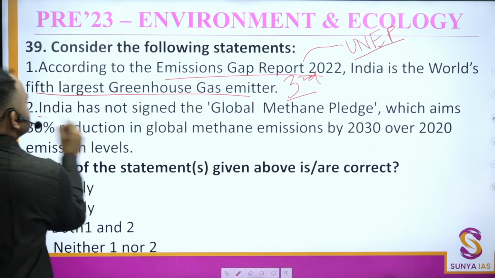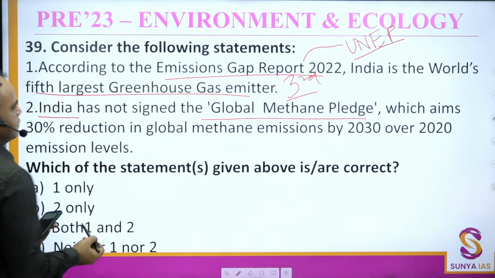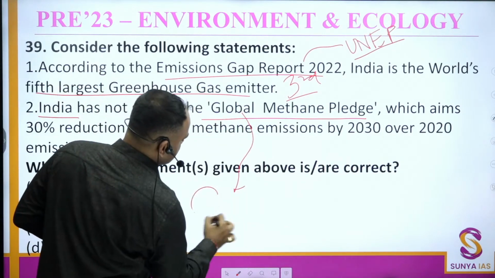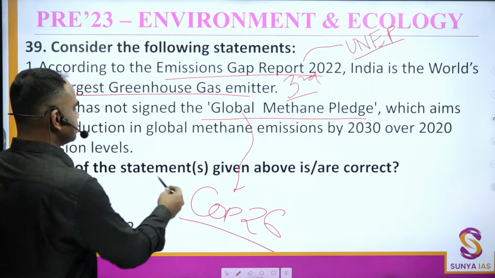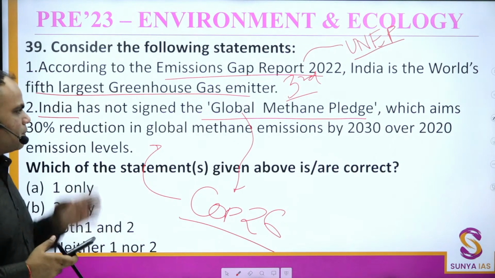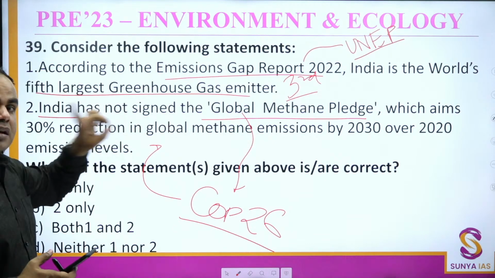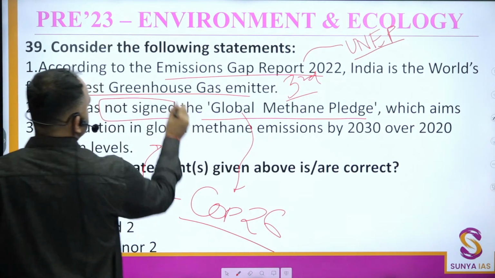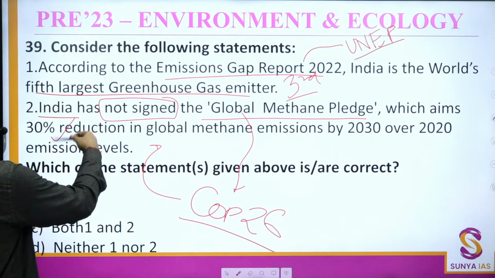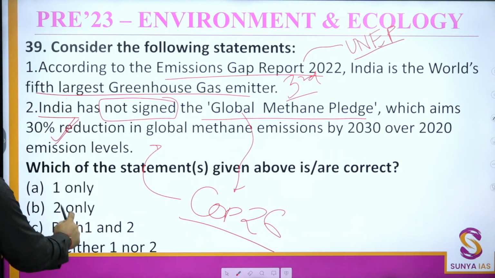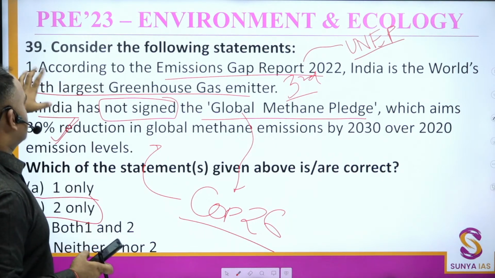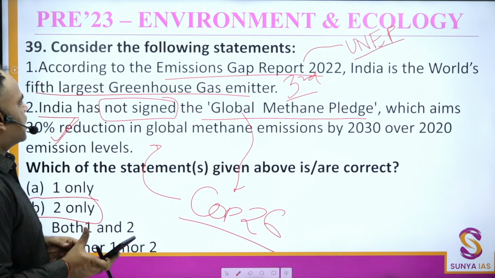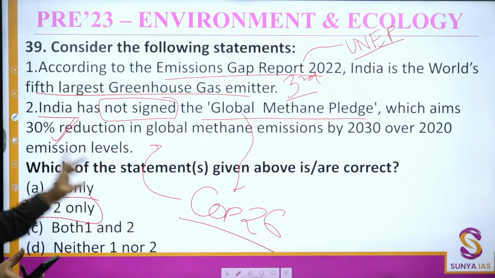Second, India has not signed the global methane pledge. So first of all, I'll tell you, the global methane pledge came forward in COP26 of UNFCCC. COP26 happened in Glasgow, UK. Number 1, this happened in COP26, and the most important part is that India has not signed the global methane pledge. So which is why this is correct. So India does not sign it. Statement 1 is wrong. Okay, so the question is asking you which of the following is correct. So it becomes this. The Emissions Gap Report you already now know. It is by UNEP. India is the world's 3rd largest emitter, and India has not signed the global methane pledge. Okay.